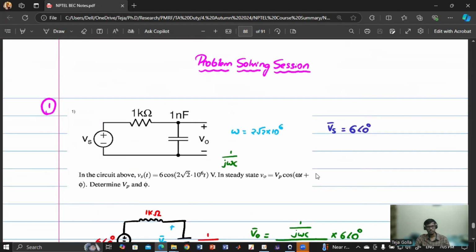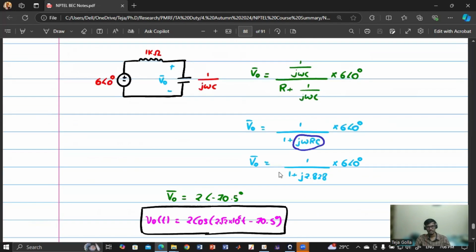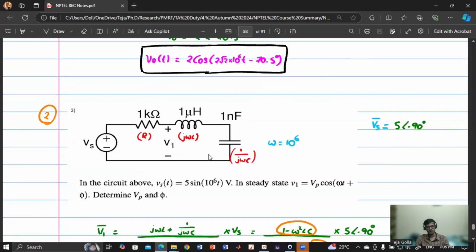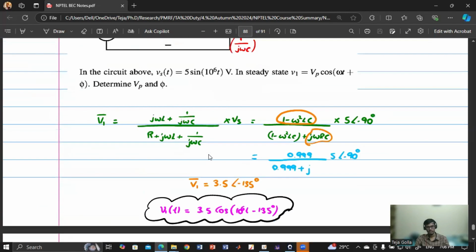So in this problem, if you see, Vs of t is 6 cos, which means the angle is 0. So I have put angle 0 and R is R. C is 1 by j omega c. Using phasors, I have calculated V0. Once I have calculated V0, then I have written the expression by writing the real part of V0 into e to the power j omega t. So irrespective of the problem, the method remains the same. Convert this circuit into phasors, solve the circuit in terms of phasors, then write the expression.